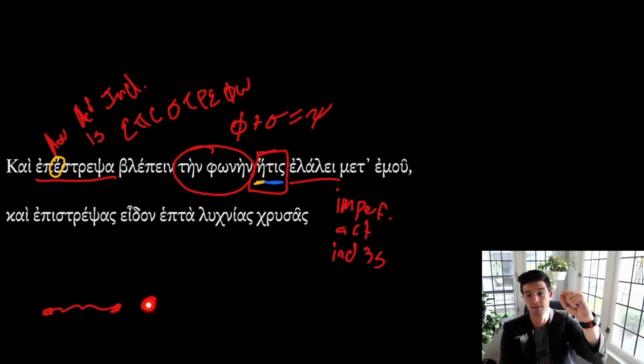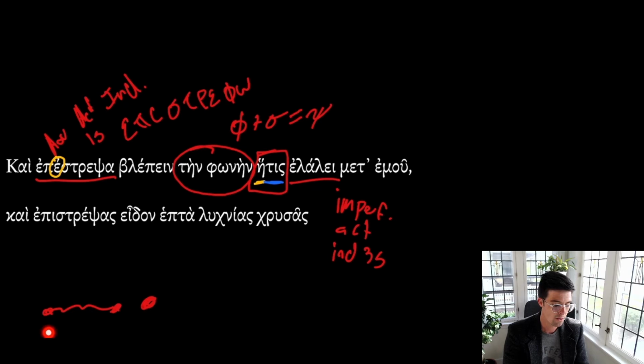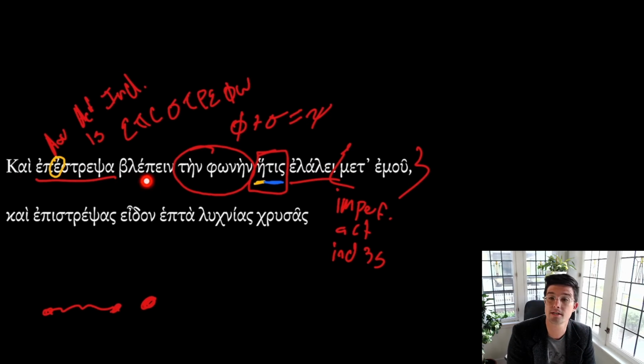The aorist is action viewed as a whole, completed in past time, where the imperfect was action that was ongoing in past time. So "was speaking." So I turned to see the voice which was speaking met' emou, with me. Prepositional phrase, meta with the genitive, in this case a first person personal pronoun. The genitive is going to mean "with." So to put this first line together: "And I turned to see the voice which was speaking with me."